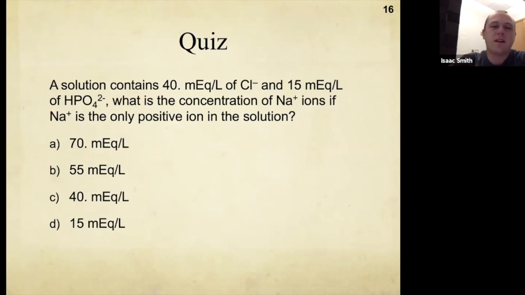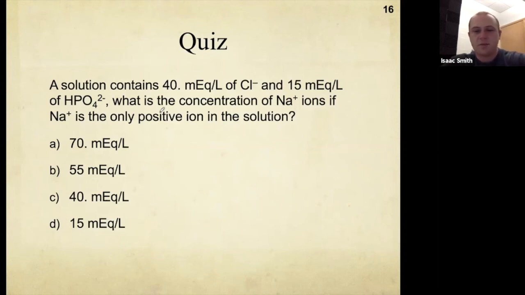Okay, so the question says a solution contains 40 milliequivalents per liter of chloride and 50 milliequivalents per liter of hydrogen phosphate. What is the concentration of sodium plus ions if sodium is the only positive ion in the solution? Okay, so the part at the end that says sodium is the only positive ion in the solution is basically saying all positive charge in the solution is going to be credited to sodium.